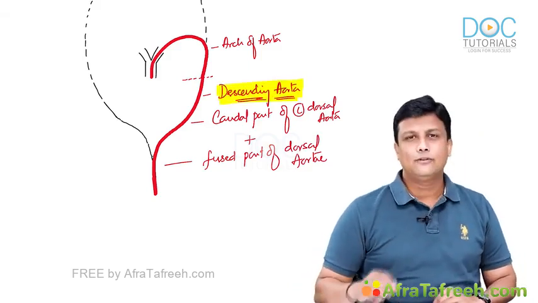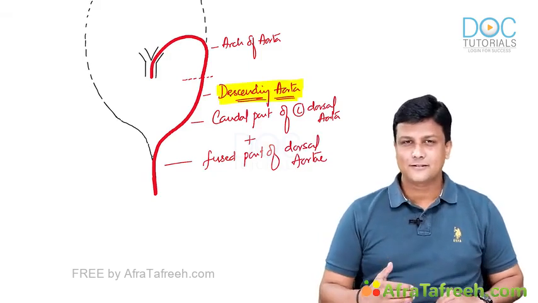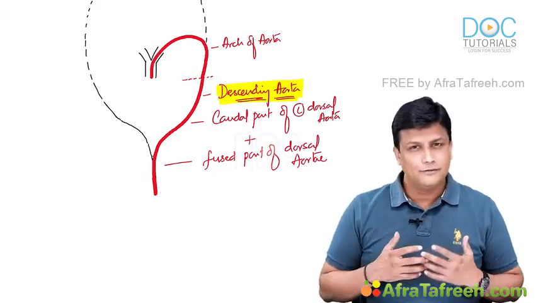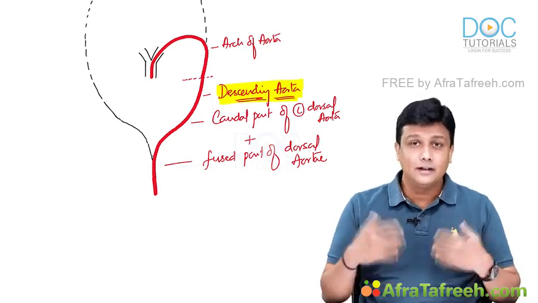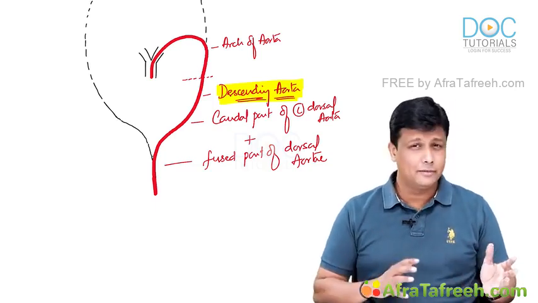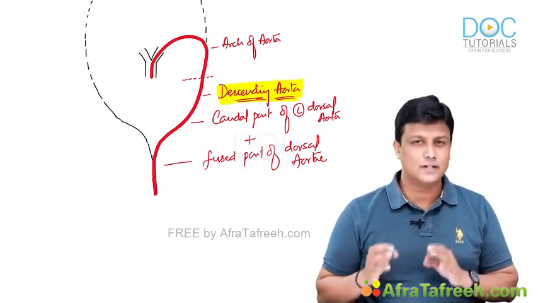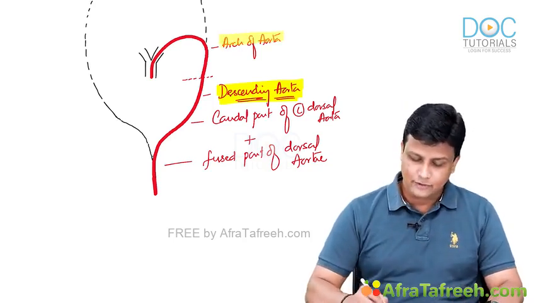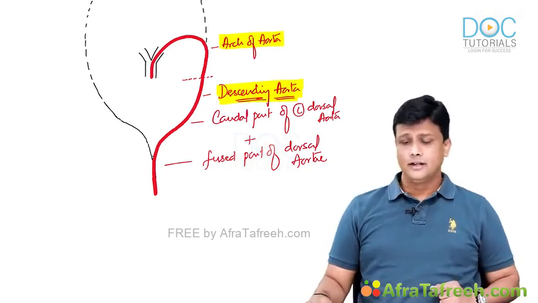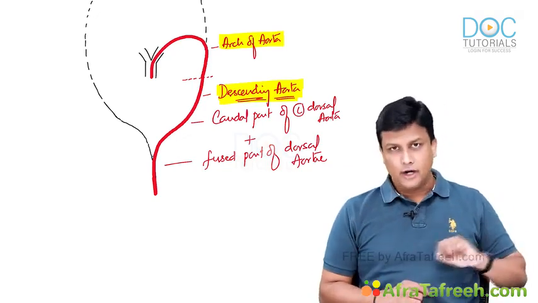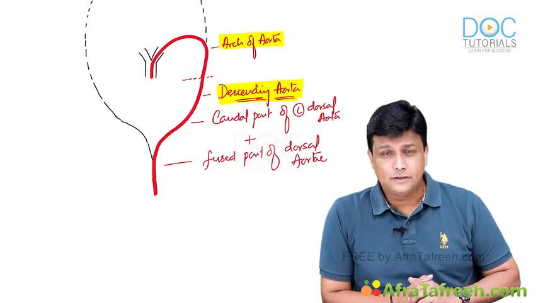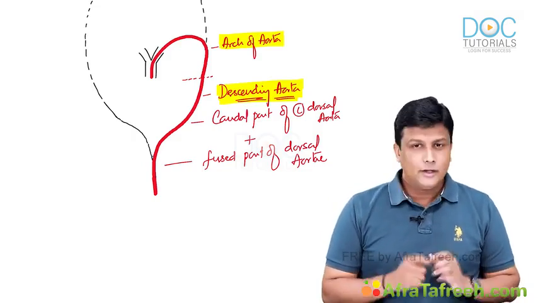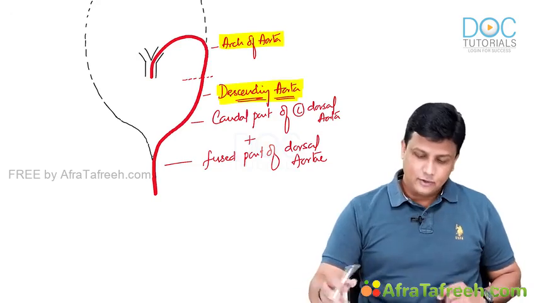So that is the beauty of learning with the help of these diagrams here, guys, that we don't have to mug up the things, and forget about mugging up, we can't even learn in that way. Caudal part, cranial part, right and left and all. So the best way is learning like this. The arch of aorta we have already completed before, so we don't have to write it down again. Descending aorta is derived from the caudal part of the left dorsal aorta as well as the fused part of both the dorsal aortae.